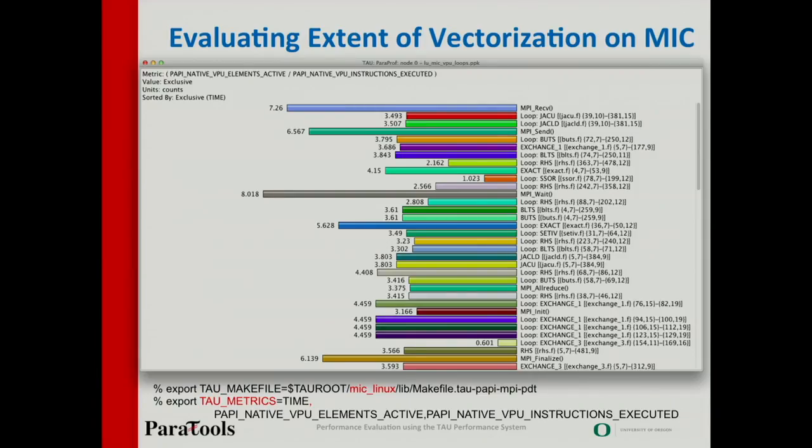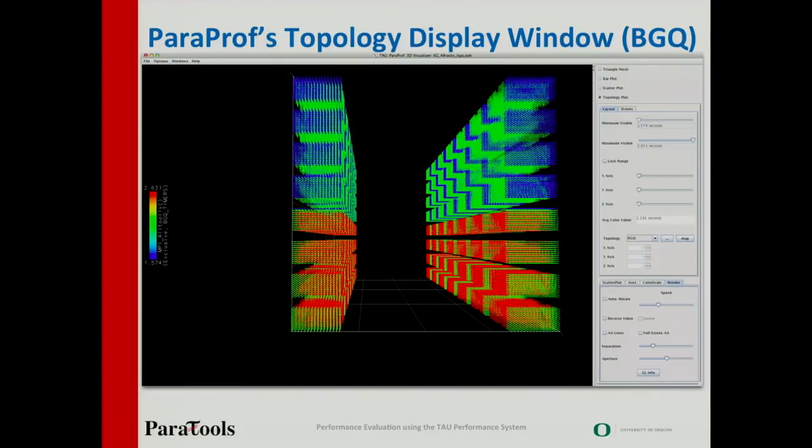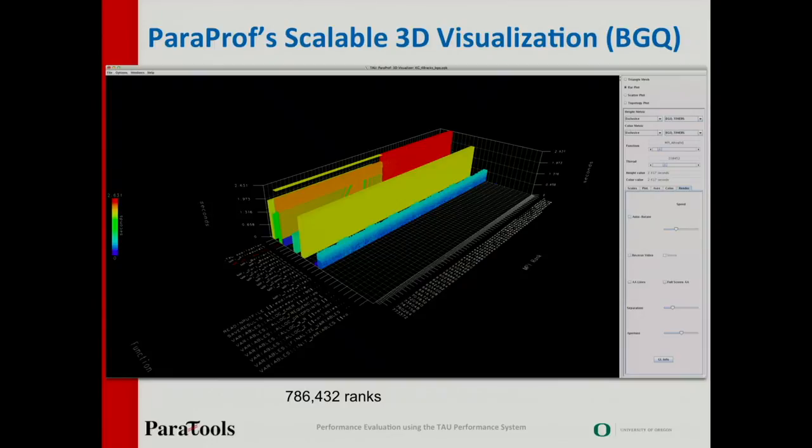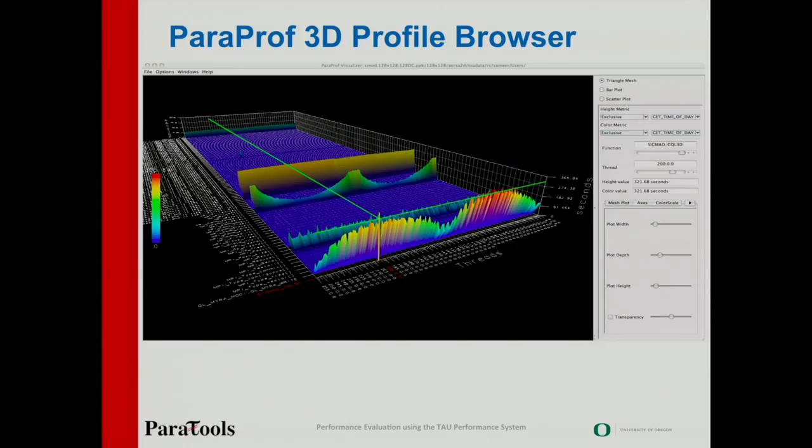You can look at the extent of vectorization in your code by sorting the data based on wall clock time and see that out of 8, you are reaching like 7.3 or 3.4 in key regions. You can visualize the overall topology of your code with the 3D topology browser. Here's a 3D view of the code in ParaProf. You can see each thread of execution. You can see all the MPI ranks and how much time was spent. In short, you can see the shape of your profile with ParaProf.